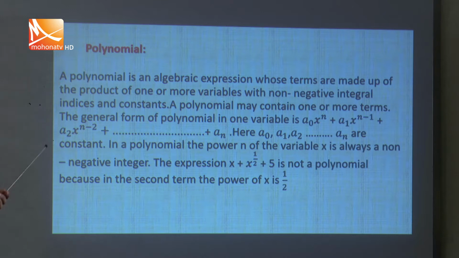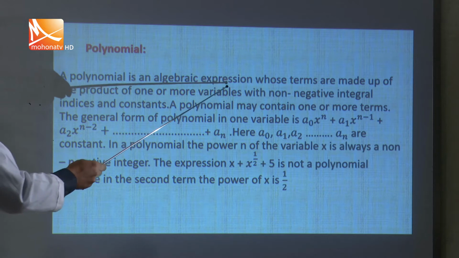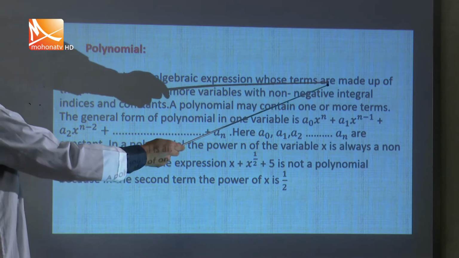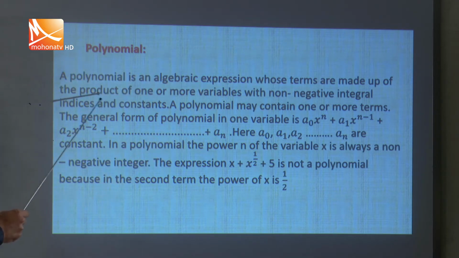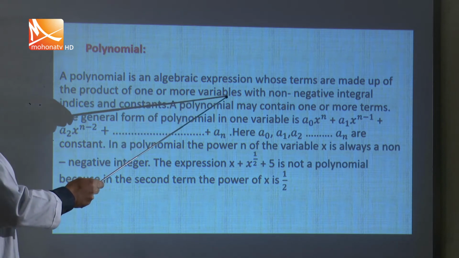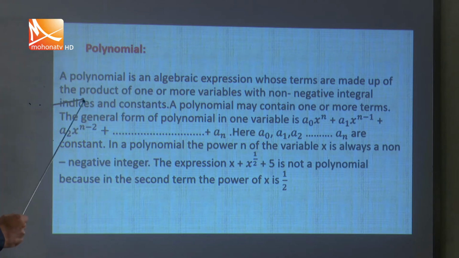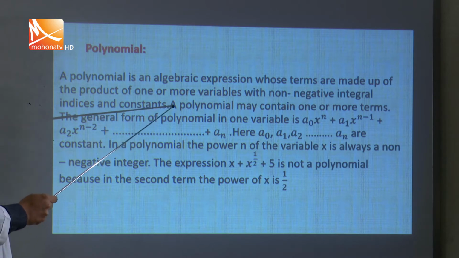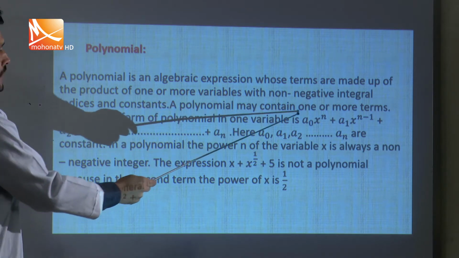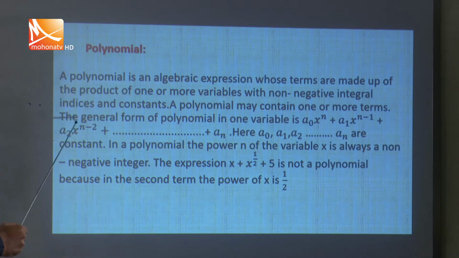Polynomial. A polynomial is an algebraic expression whose terms are made up of the product of one or more variables with non-negative integral indices and constants. A polynomial may contain one or more terms.